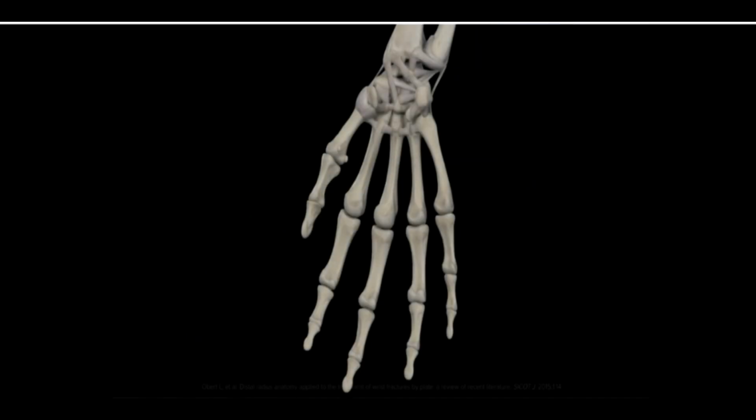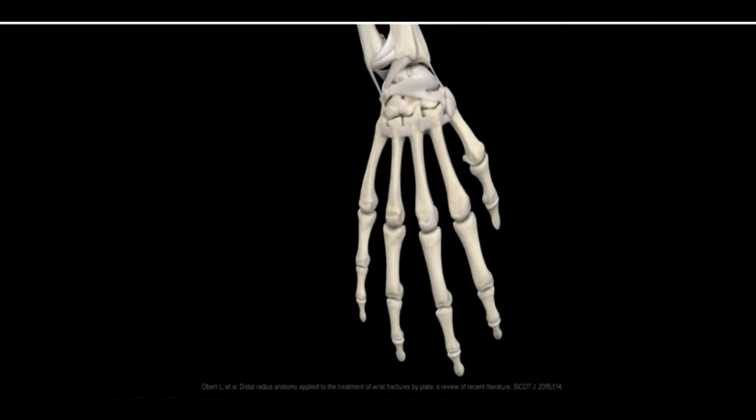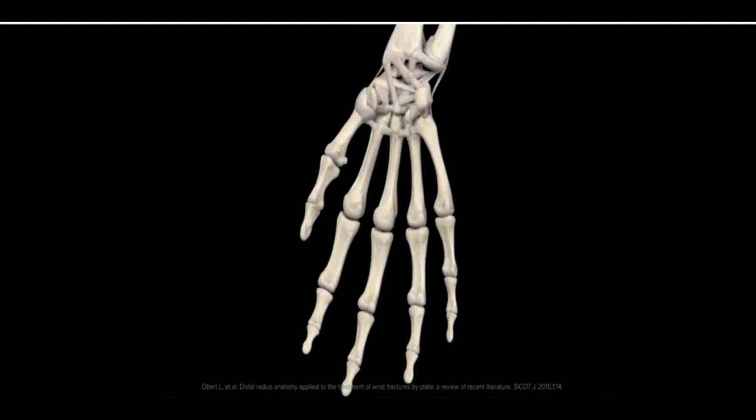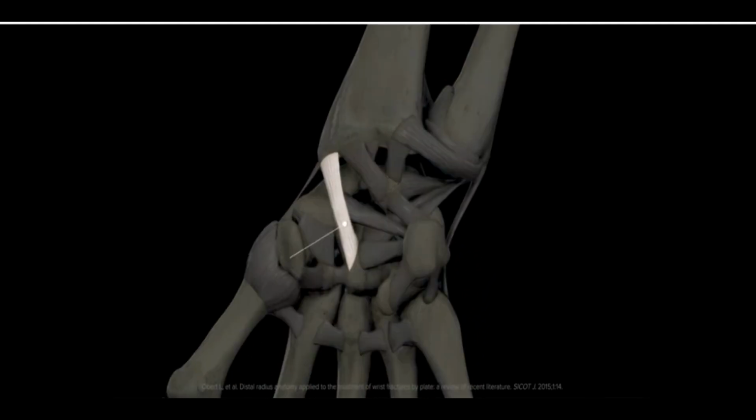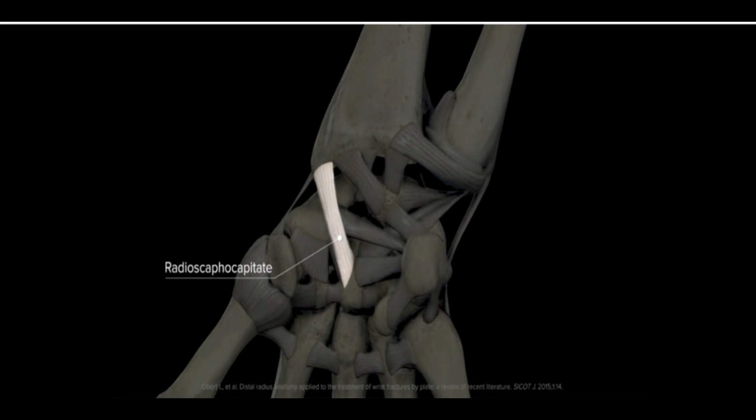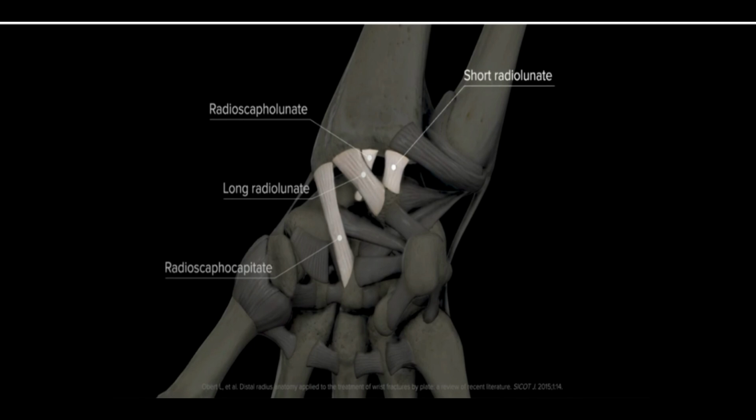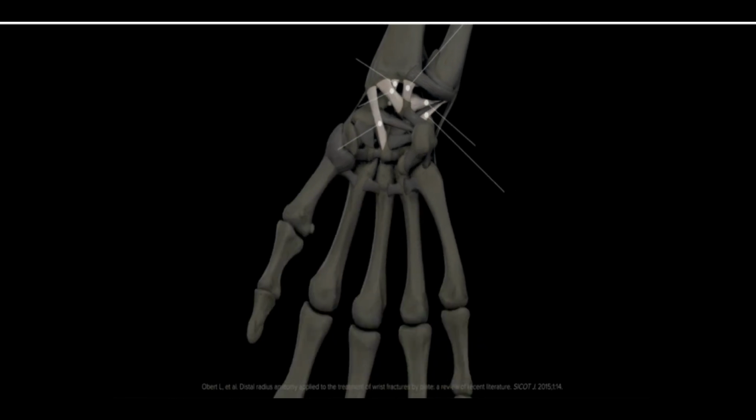The ligamentous anatomy in relation to distal radius fractures lies in the volar and dorsal ligament complexes. The volar ligament complex is comprised of the radioscaphocapitate ligament, moving ulnarly to the long radiolunate ligament, the radioscapholunate ligament, the short radiolunate ligament, and the ulnocarpal complex made of the ulnolunate and ulnotriquetral ligaments. These are also known as the cardinal ligaments.